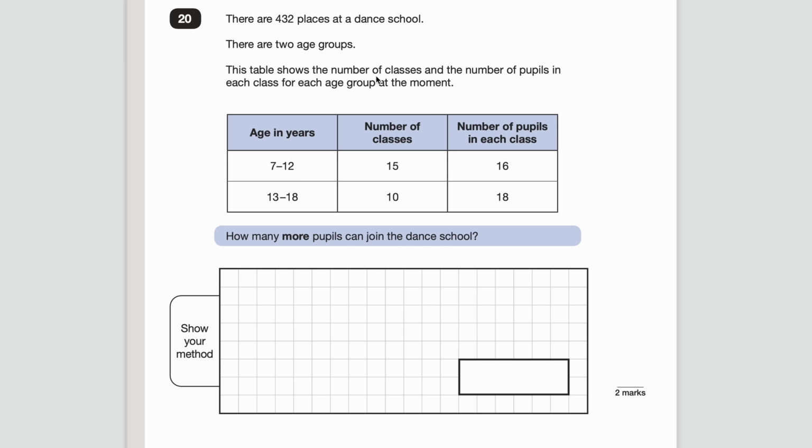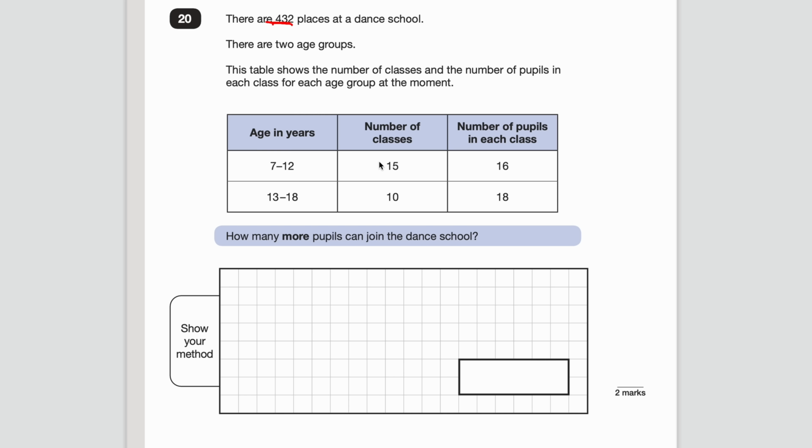This table shows the number of classes and the number of pupils in each class for each age group at the moment. So we don't need to read this information just yet. Let's find out what we're being asked. How many more pupils can join the dance school? Right, so how many more? What we then need to know is, how many can it take? There we go, 432. And how many has it already got? Then we can look at the difference.